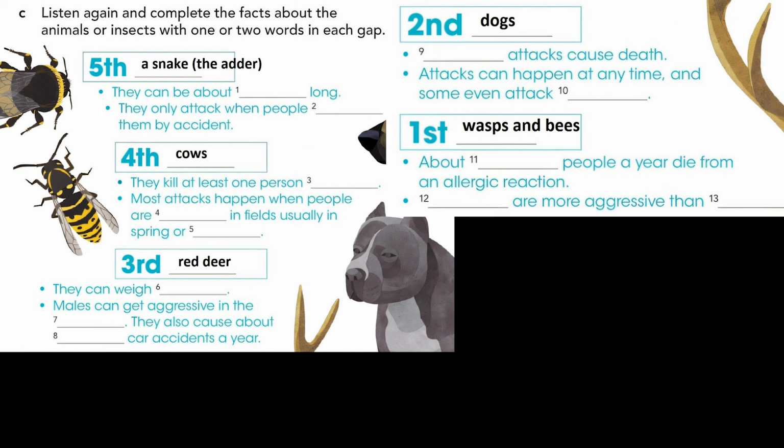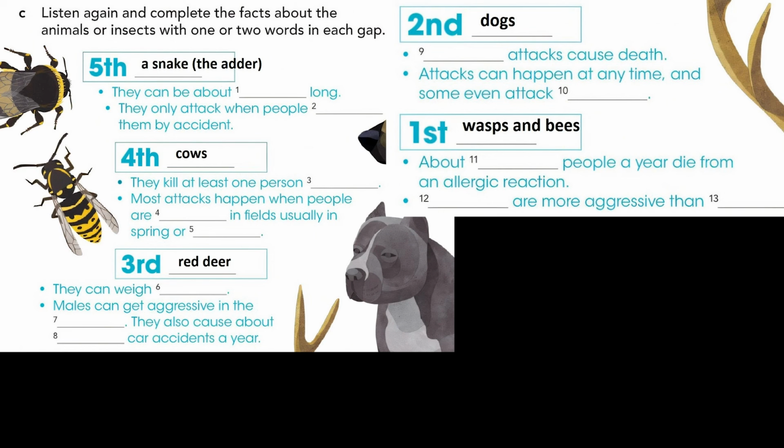The adder is the only poisonous snake in the UK. They can be about 1 metre long, and they're quite common in some parts of the UK. They don't normally attack people, except when people step on them by accident. A bite from an adder can be very painful, and occasionally can kill. However, the last death from an adder bite was more than 40 years ago. And number 4? The 4th most dangerous animals in the UK are cows.